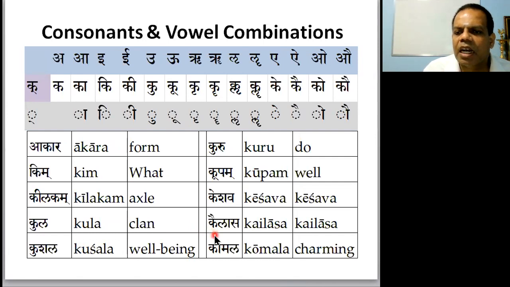The next word is Kailasa. I think I don't have to translate. All of you know what Kailasa is. So I will leave that.